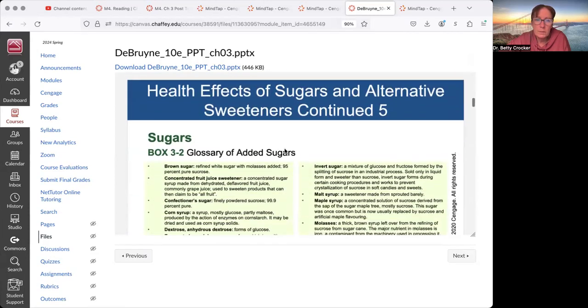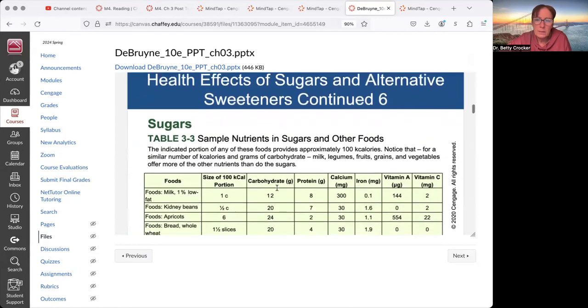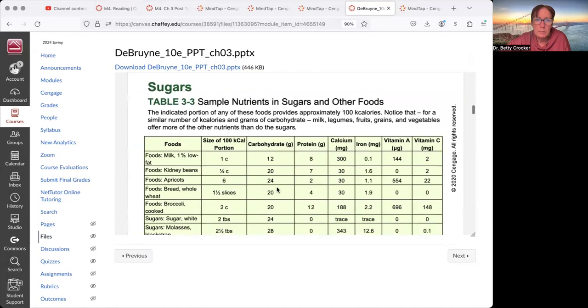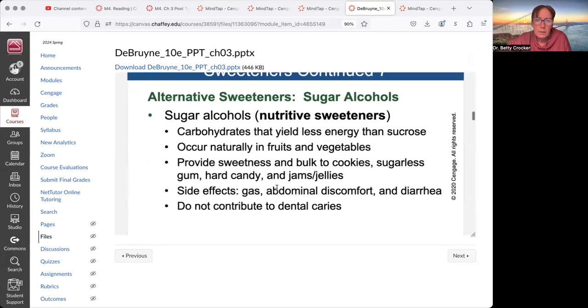Here's some equivalents. Here is a glossary of added sugars. Make sure you read this. Make sure you're familiar with what an added sugar is. That is in the chapter test. And here's some samples. Nutrients and sugars. And here are sugar alcohols. In other words, fake sugars.